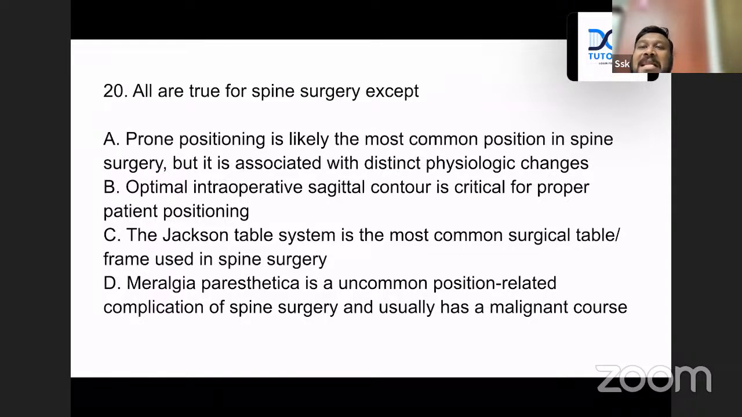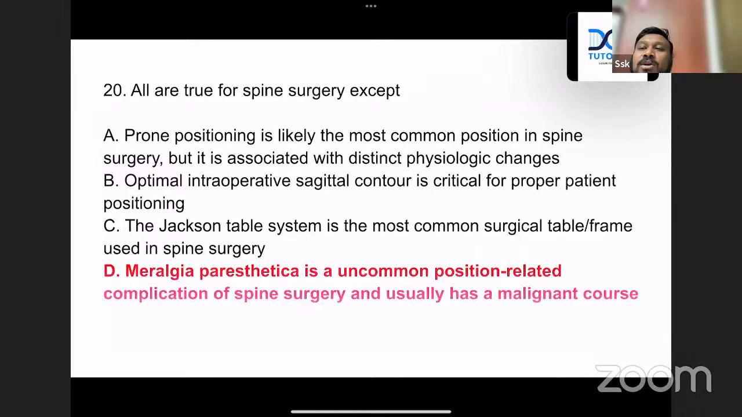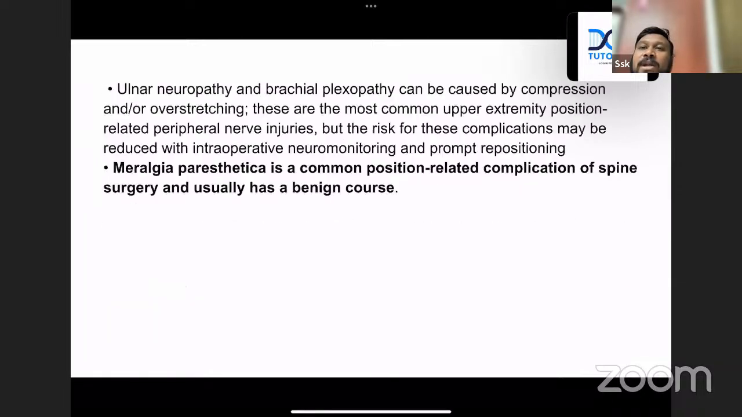Yes. Meralgia paresthetica is not an uncommon complication. It is a very common position-related complication of spine surgery, and usually has a benign course. So it is not uncommon. It is quite common, but it has a benign course. It usually resolves, so you don't have to worry about it.